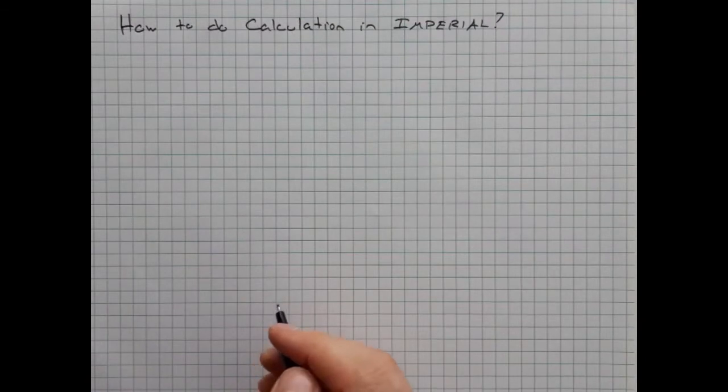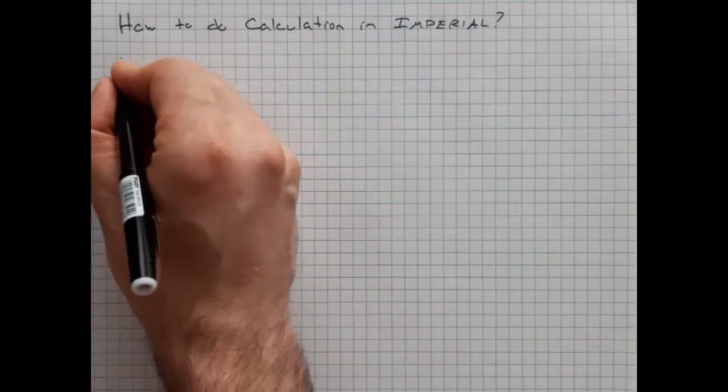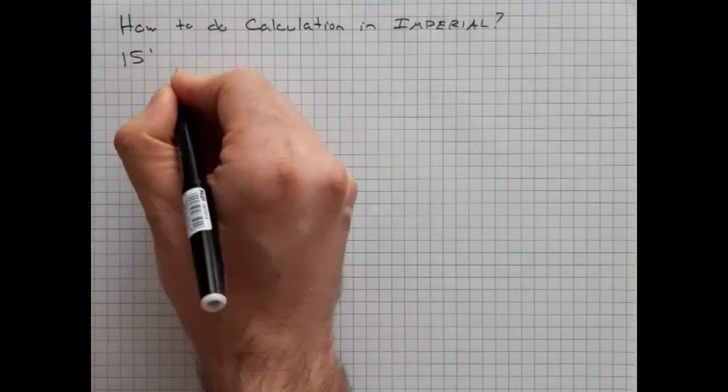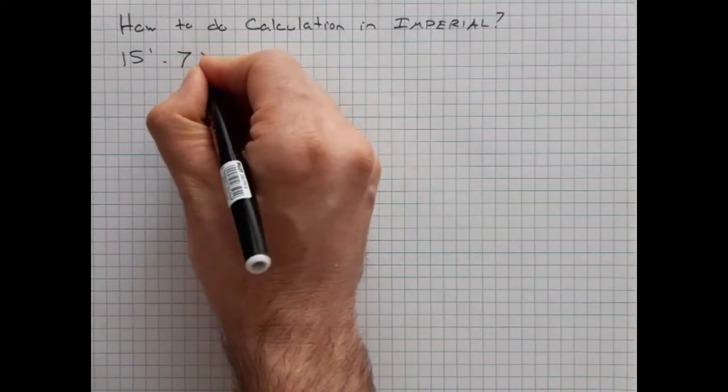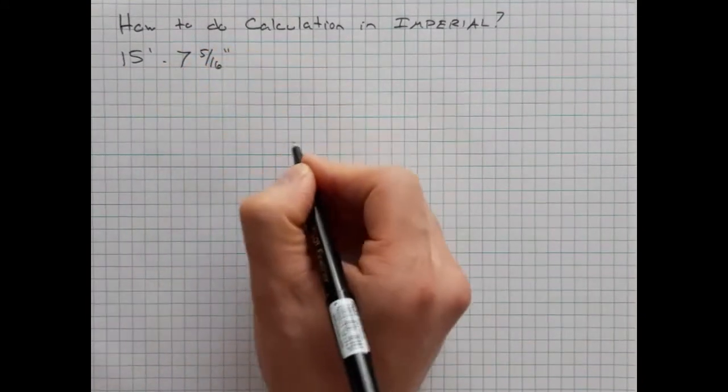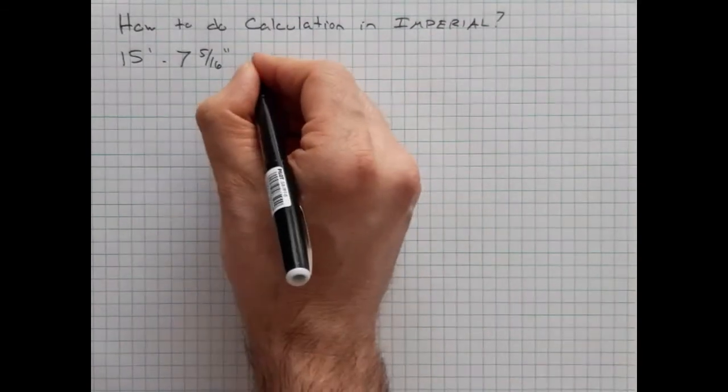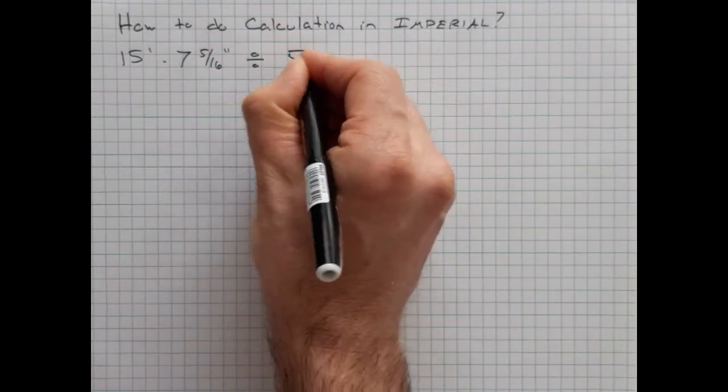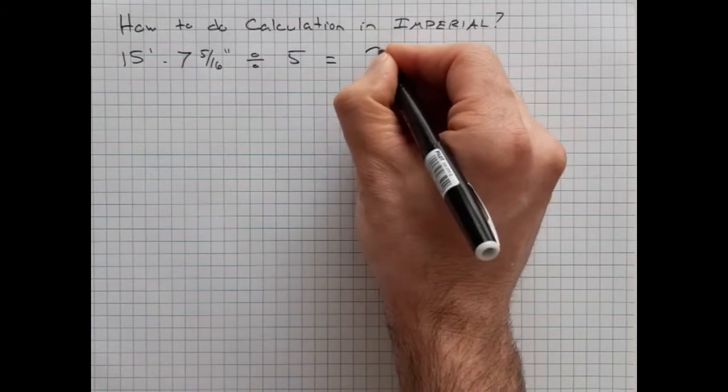Okay, so let's say I have the measurement 15 feet, 7 and 5/16 of an inch, and I want to divide this number by 5. What do I get?